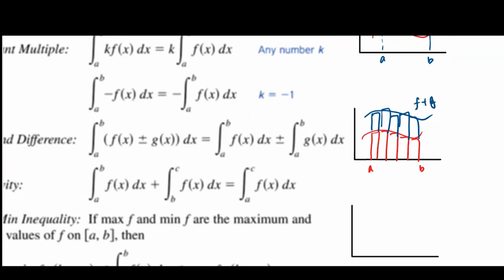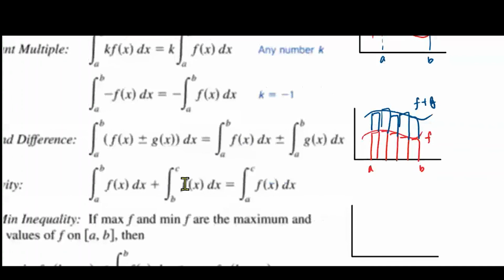You get it? So the total area would be the same thing as calculating this red area and calculating the blue area and then adding that on. That makes sense to you? Okay, you have to think of it as rectangle approximations.